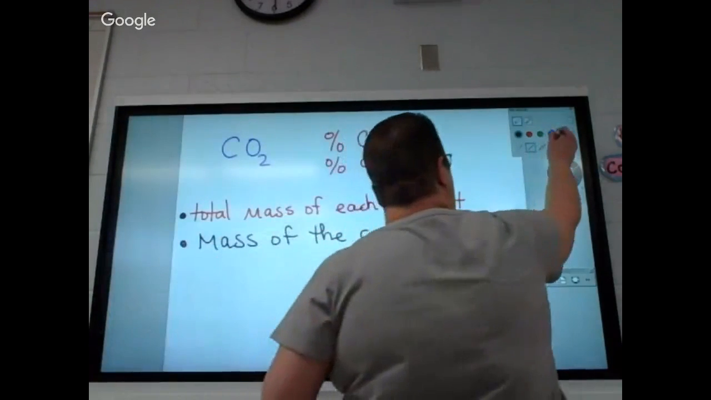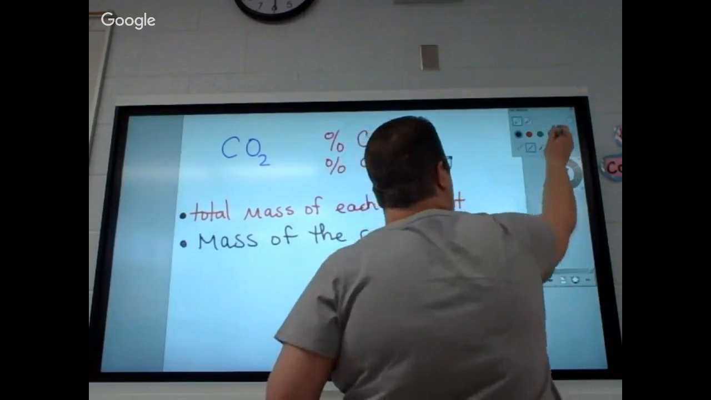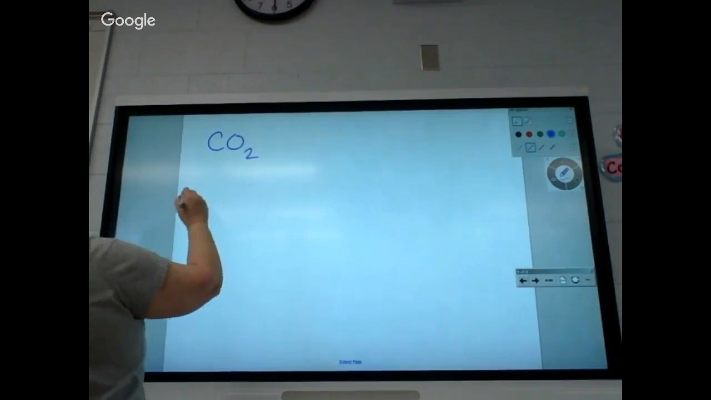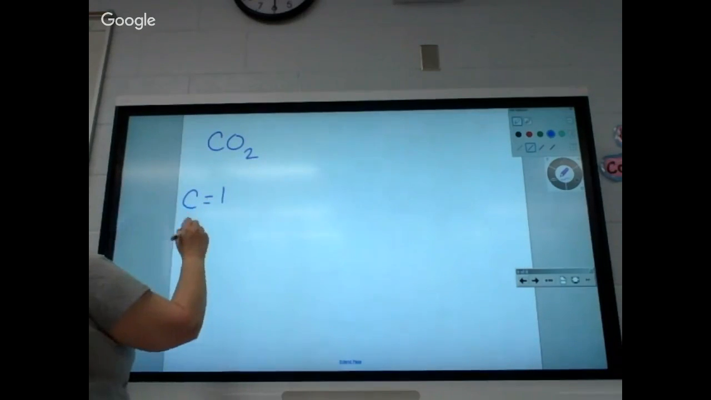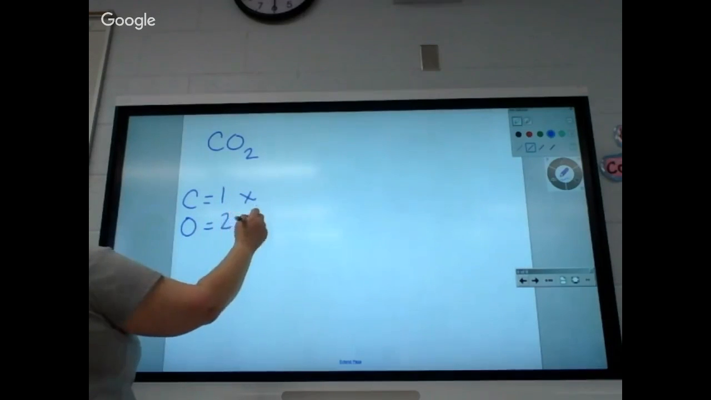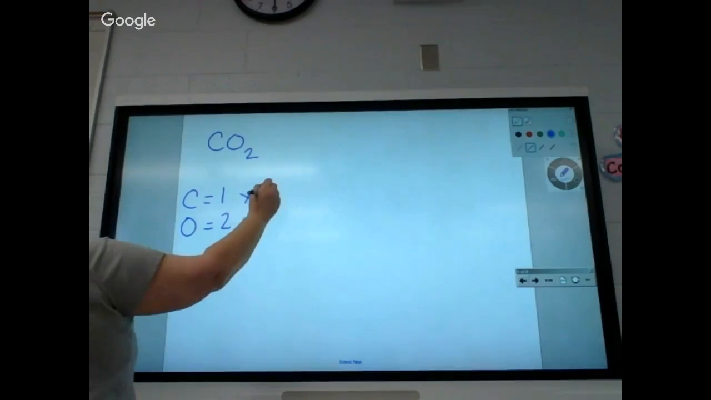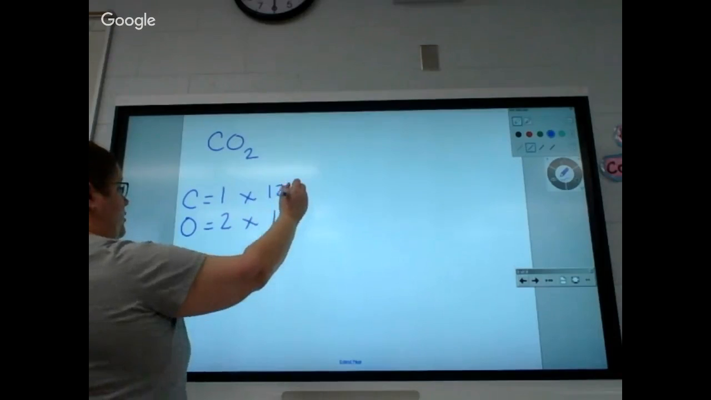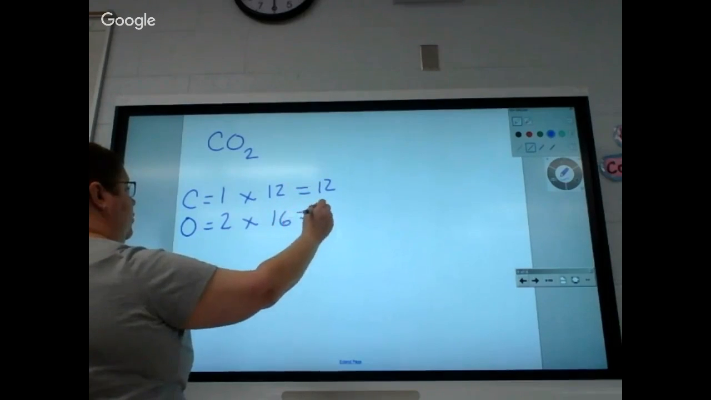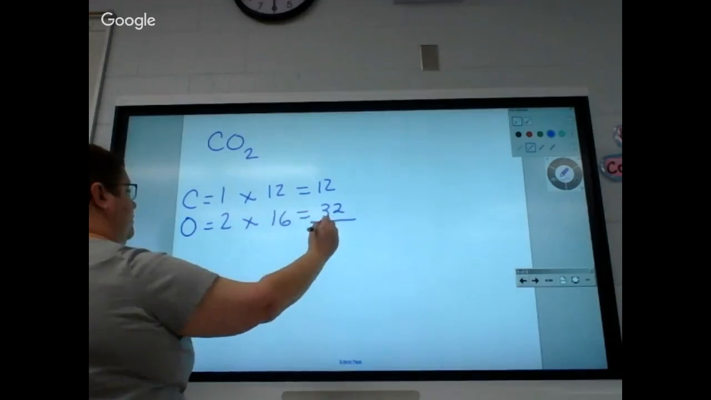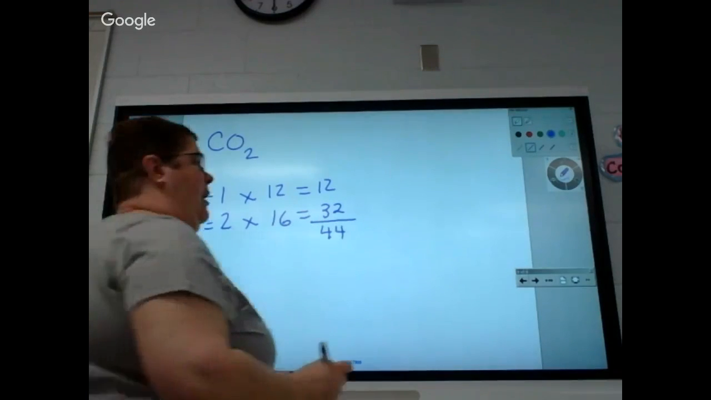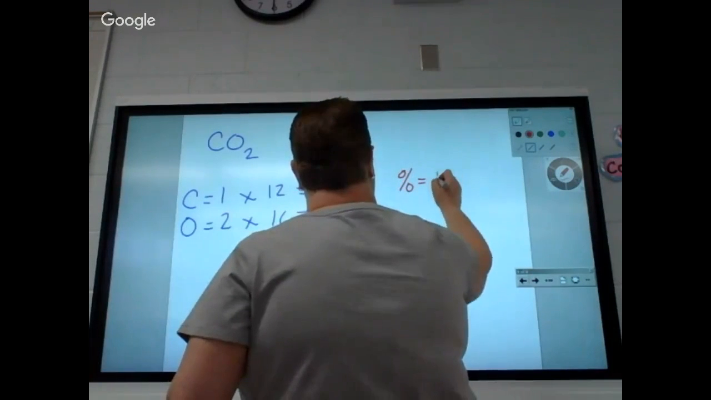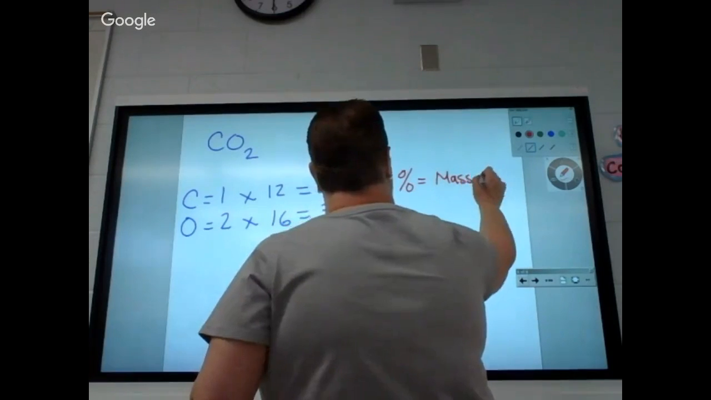So the easiest thing to do, if we always need the molar mass, is start by finding the molar mass. Let's take CO2. How many C's do I have? How many O's do I have? What's the mass of carbon? I'm just going to use the whole number to make life easier on us. And the oxygen? So we get 12, and for a grand total of 44.